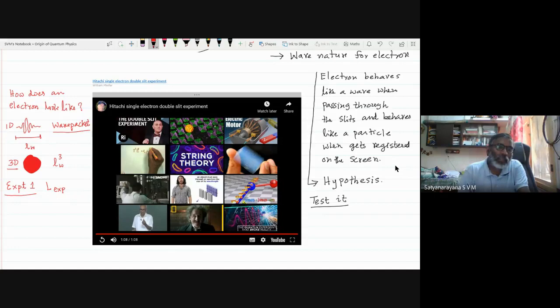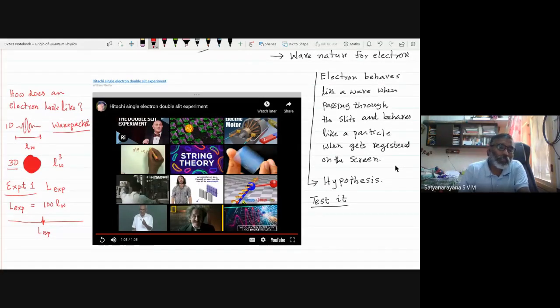So depending on the apparatus that you are using, there is an experimental length scale associated with it. Now let's say that in experiment one, this experimental length scale is something like 100 times the wave packet length scale. So this is your L experiment, and in comparison, this is your LW.